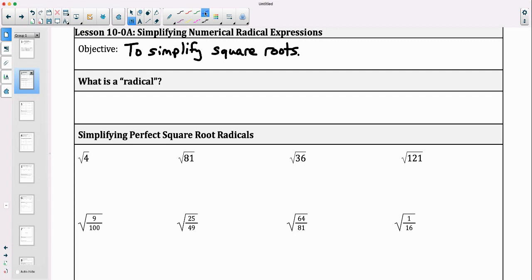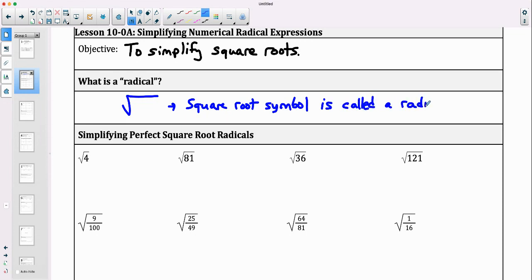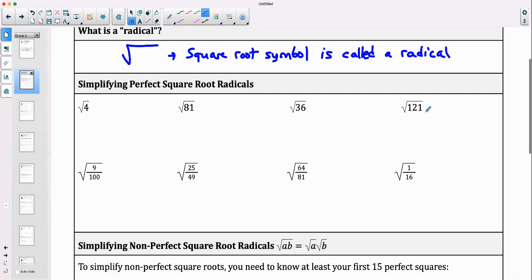First off, a radical. The radical is just this. Okay, it's the name of the symbol that means square root. So a radical is just a square root. The square root symbol is called a radical. So everything this chapter is going to be a radical expression. So it's going to be expressions that involve that square root symbol somehow, some way. So we're looking at no variables today, just numbers under the square root, under the radical sign, and just trying to break those down as much as we can.